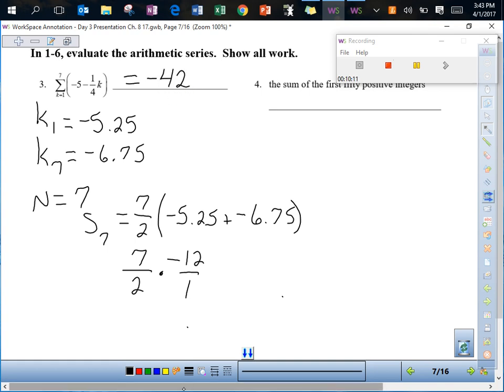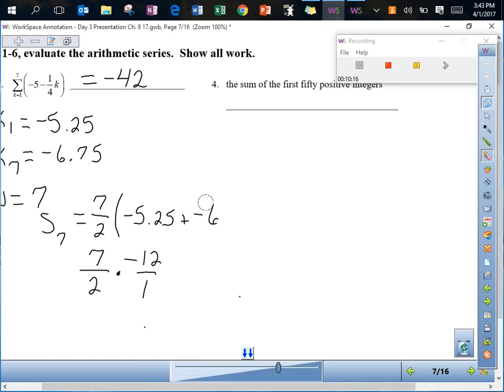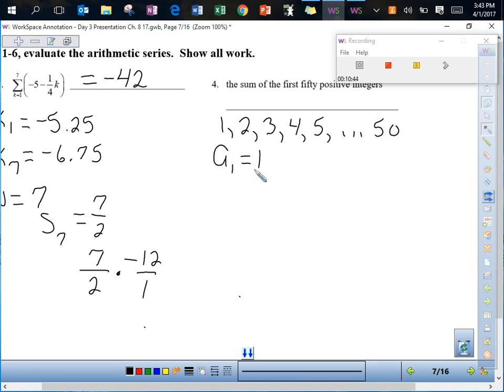Okay? That's where we are so far. Let me get just a little bit more room here. On my example number 4, it says, find the sum of the first 50 positive numbers. This one's got a little twist to it. Well, my first term would be 1, of course. My second term would be 2, 3, 4, 5, dot, dot, dot, up to the 50th term, which happens to be 50. So, guys, my a sub 1 is 1. My a sub 50 is 50.